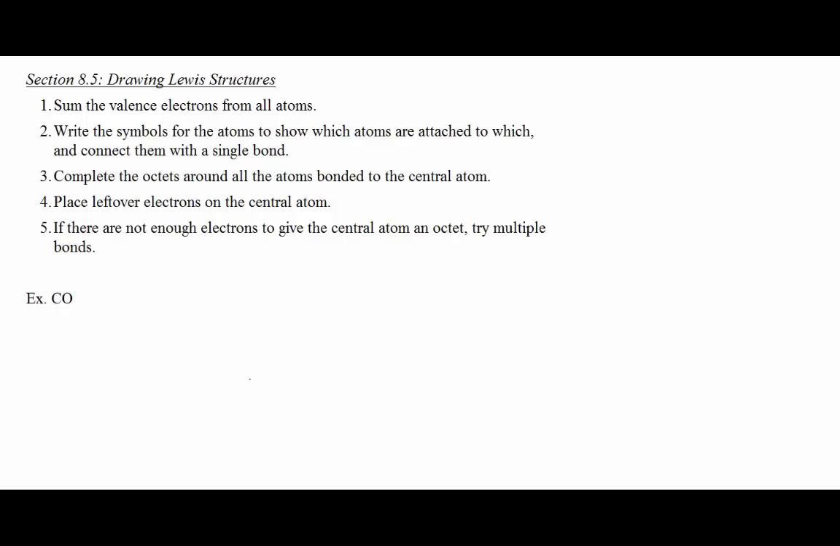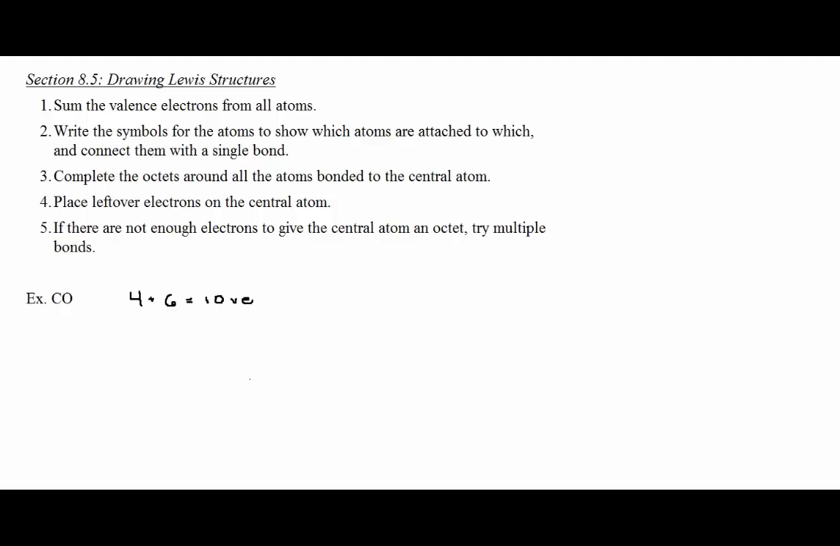So in order to draw a Lewis structure, we need to follow these 5 instructions, and then it's actually quite easy. So the first thing we need to do is sum the valence electrons from all the atoms. So in the example that I've provided you, you have CO. So let's actually count the number of valence electrons. Carbon has 4 valence electrons, and oxygen has 6. So my total number of valence electrons in this problem is 10.